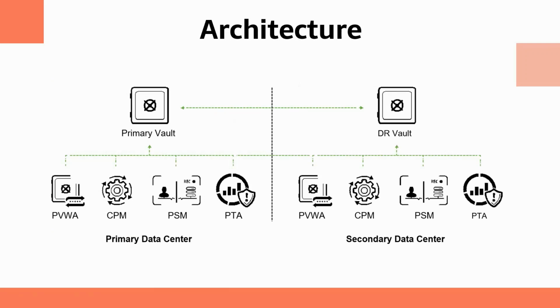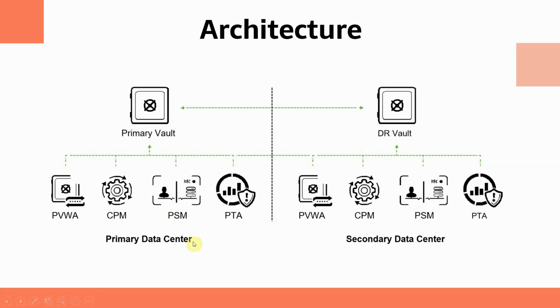This is the architecture. You can see this is your primary vault, or you can say the production vault, in the primary data center, and this is your secondary data center, or you can say the DR site. In your production you can have your PVWA, CPM, PSM and PTA. PTA is optional, but these three, PVWA, CPM and PSM, are mandatory components. If you don't have PTA, it's fine. Similarly you can have your PVWA, CPM, PSM and PTA in the secondary data center, which is a standby, backup server.